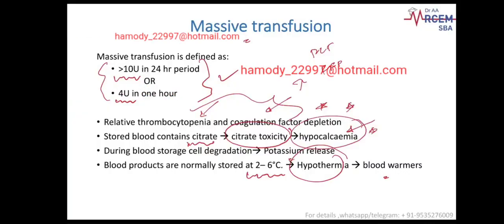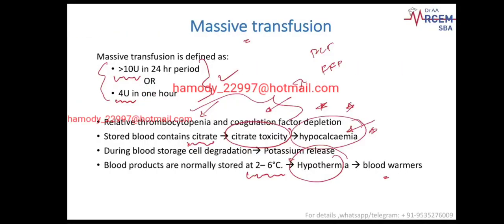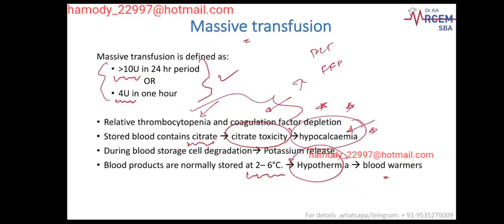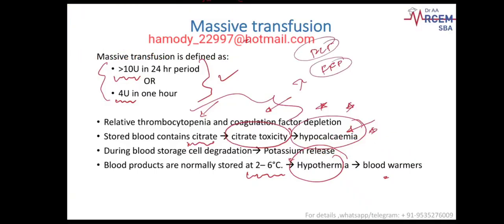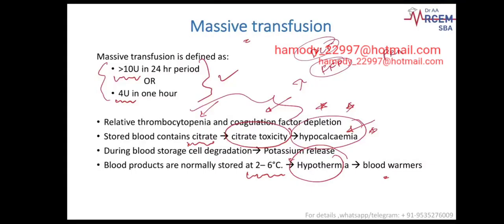Look out for hyperkalemia, which can occur in these patients. They can go into clotting factor and platelet depletion. Make sure you give additional platelets and FFPs. Also, do not keep on transfusing PRBCs.